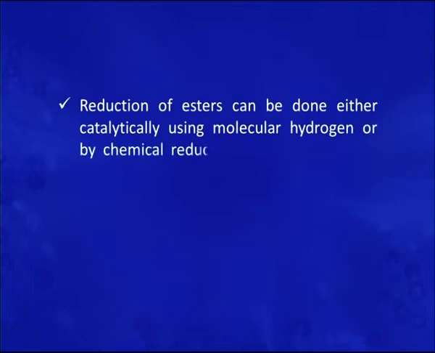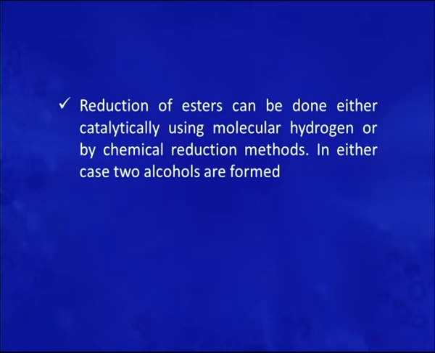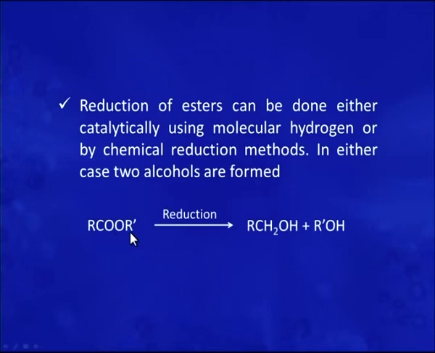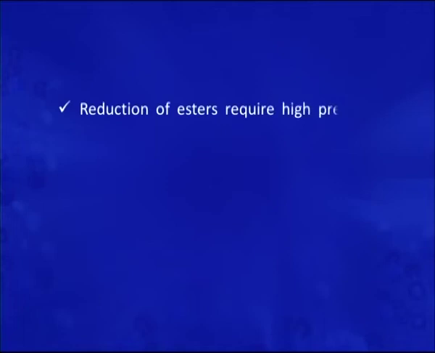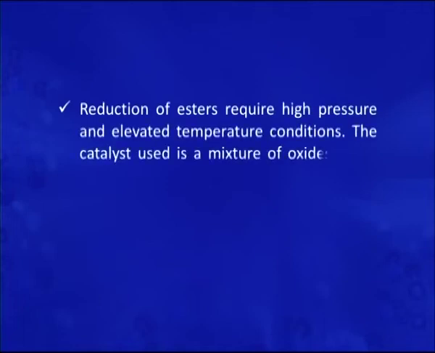Reduction of esters can be done either catalytically using molecular hydrogen or by chemical reduction methods. In either case, the product is two alcohols. As you can see, the ester upon reduction forms two alcohols. Reduction of esters requires high pressure and elevated temperature conditions. The catalyst used here is a mixture of oxides, also called chromite.